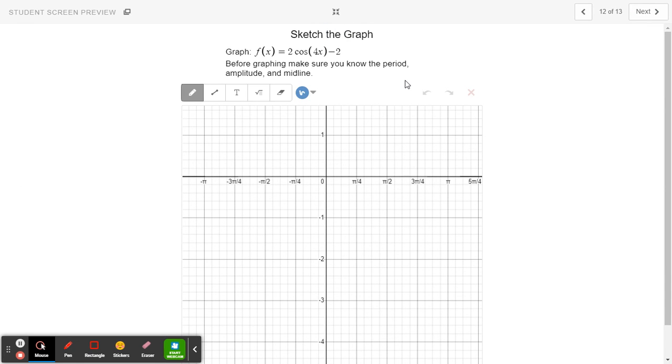Now from scratch, I want you to sketch this function. So what is the period? Our period is 2 pi over b. So b is 4, so 2 pi over 4. My period is pi halves.